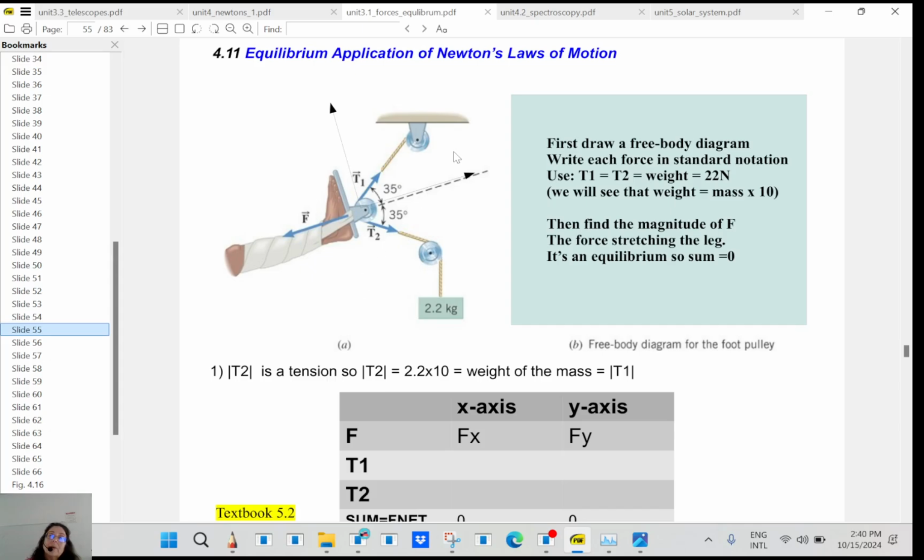Okay, so help each other. Now we have the x-axis here, the y-axis there. Yeah, you can do that in your head. If you do it in your head, you will say 22 cosine 35 times 2. You're right. And then along the y, you just kill each other out. So whatever is pulling to the right will be the x component of T1 and the x component of T2, and they are both the same. So if you do it in your head, you can do 22 cosine 35 times 2. That's going to be the answer.